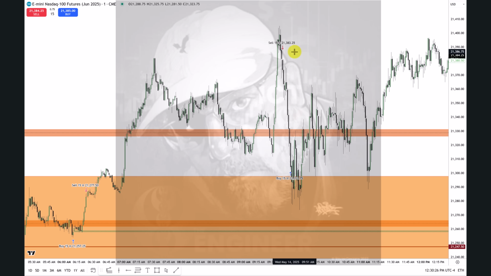And then today we had buyside, and at the open at 9:30 right there, we ran away and left relative equal highs. I'm sorry, relative equal lows, excuse me.